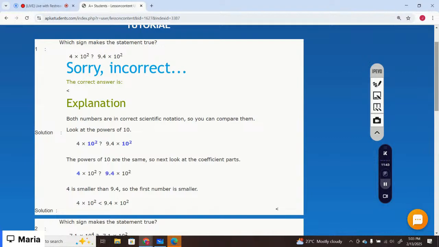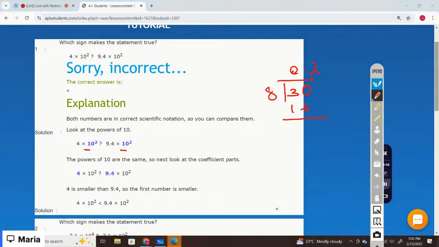Whenever numbers are written like this with 10 and you have the exponent there, that is the scientific notation. The first thing you have to look at is the exponent of the 10. Both the numbers have exactly the same exponent. Their exponent is 2. When the exponents are the same, then you have to look at these numbers. So 9.4 is greater than 4. That means 4 times 10 exponent 2 is less than 9.4 times 10 exponent 2.